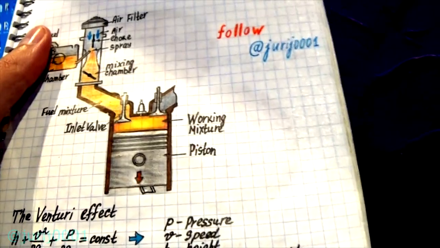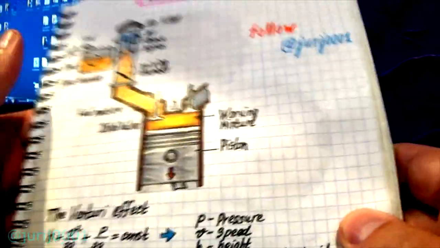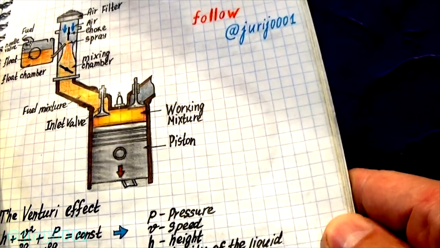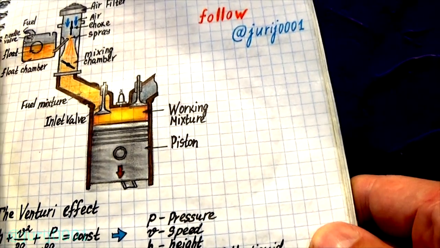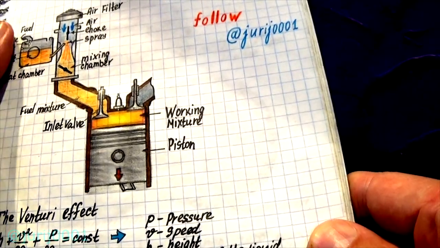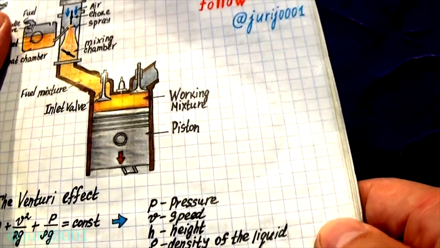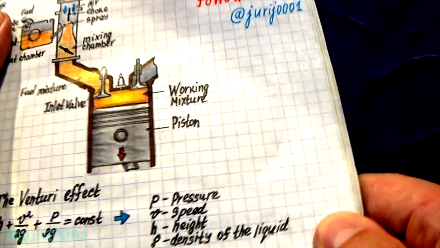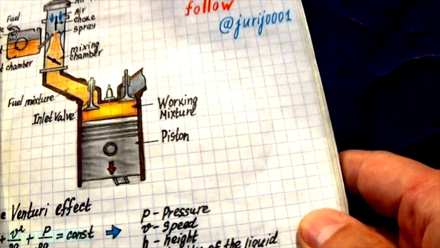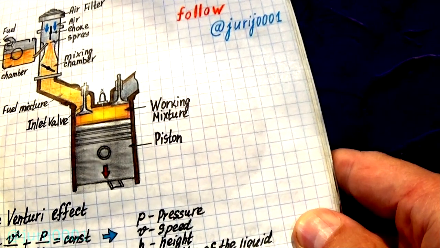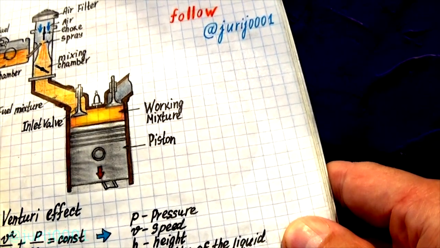So I move on to the next note, it's the carburetor. I believe that the carburetor is no longer used in modern cars. It was replaced by an injector. But when I was young, I had a car with a carburetor and it always smelled like gasoline. The carburetor is necessary in order to get the fuel mixture in the gasoline engine.